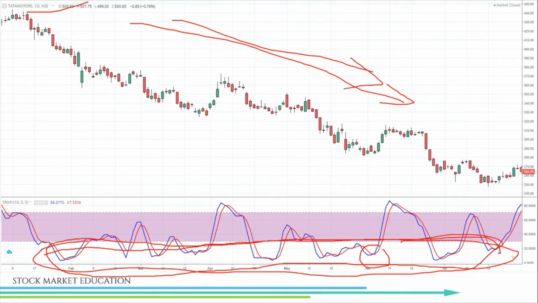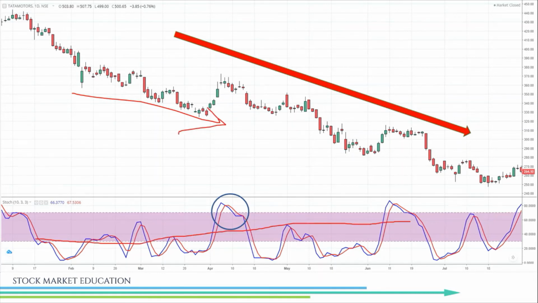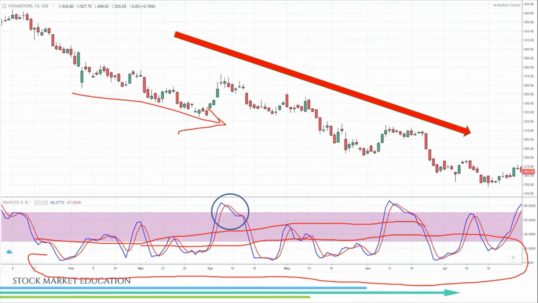This is a chart of Tata Motors. It is a clear downtrend. Now let us see what happens with the stochastics. Now here you see the stock was in a downtrend and the stochastics was almost in the oversold zone most of the times, but here it gave a bounce. It gave a bounce and it came in the overbought territory.